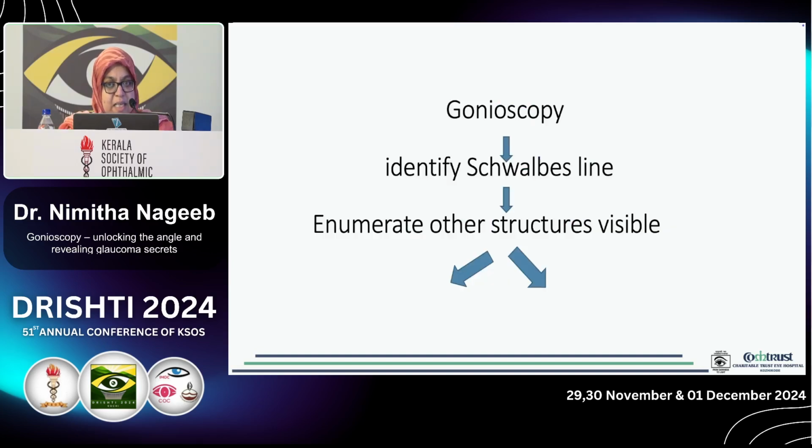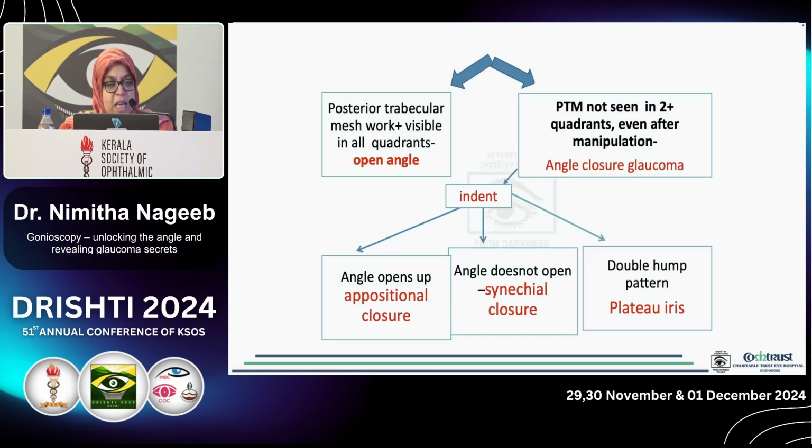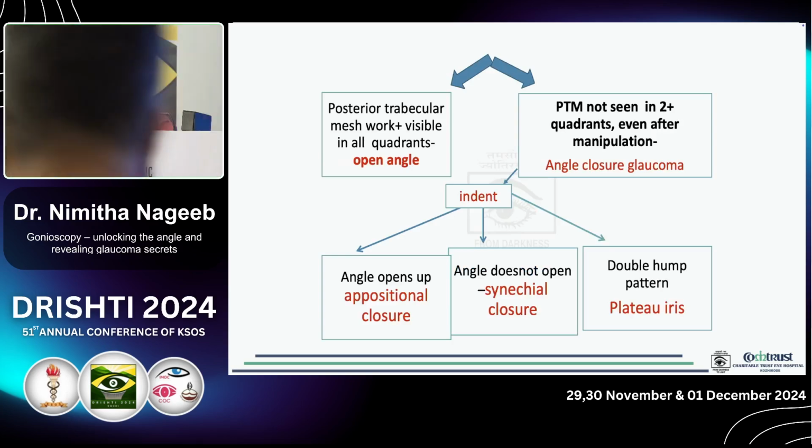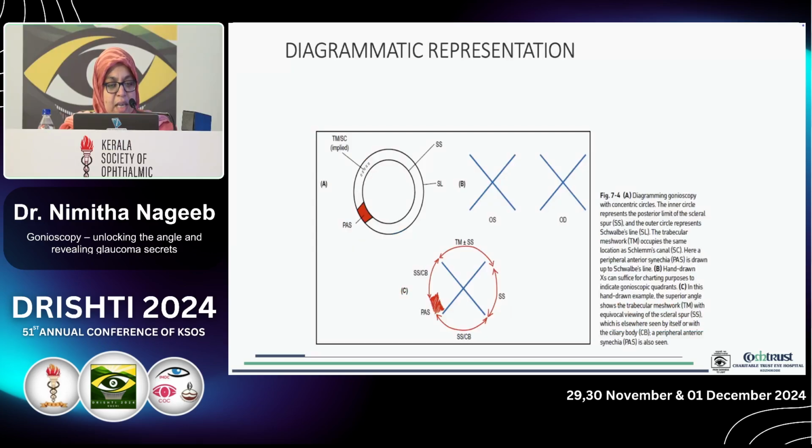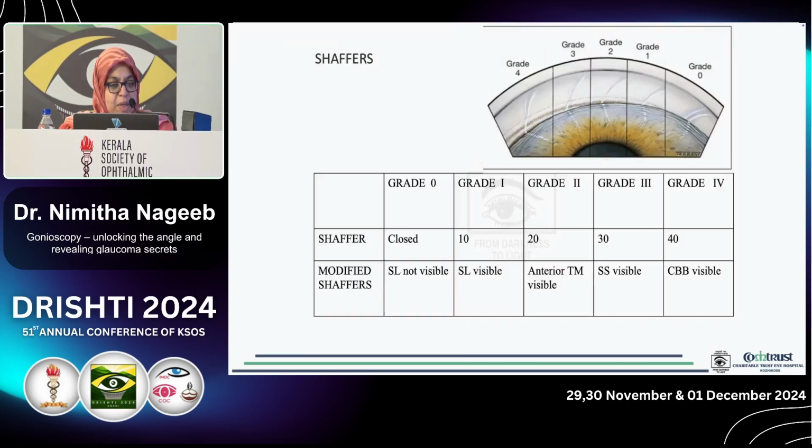So to summarize, first when you do a gonioscopy, you identify the Schwalbe's line, you enumerate the structures. If you can see the structures beyond the Schwalbe's line, it is indicative of open angle. Other than that, it is angle closure. If you indent, if the angle opens up, it is appositional closure. If it is not, then it is synechial or plateau iris. And this is a diagrammatic representation.